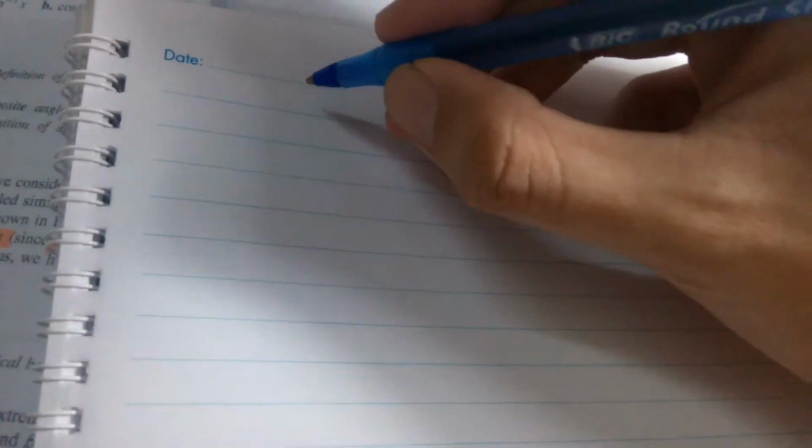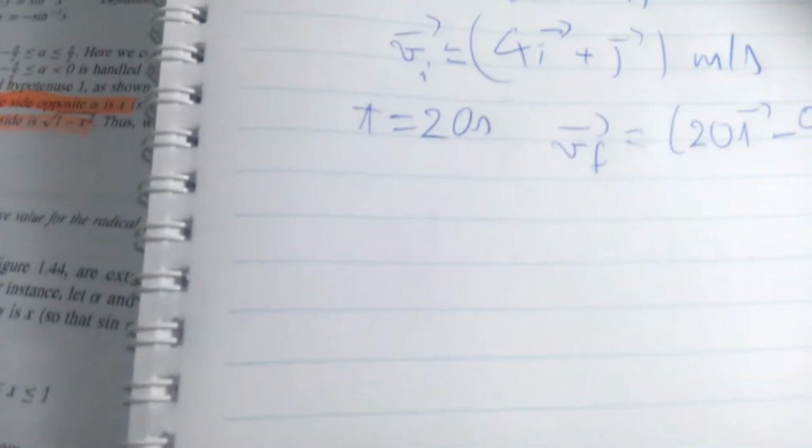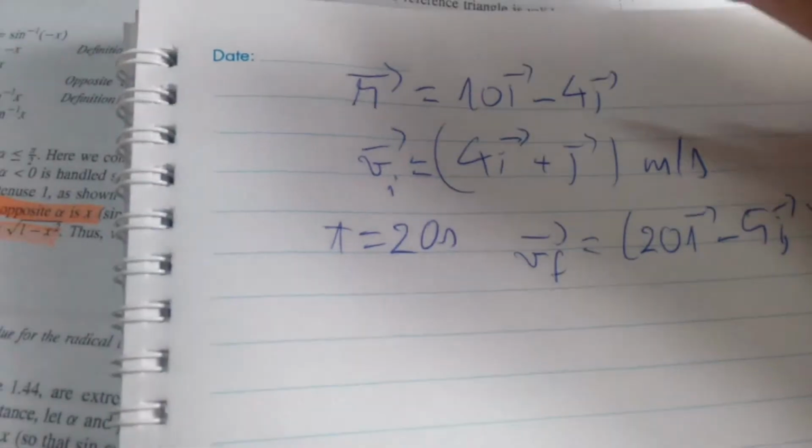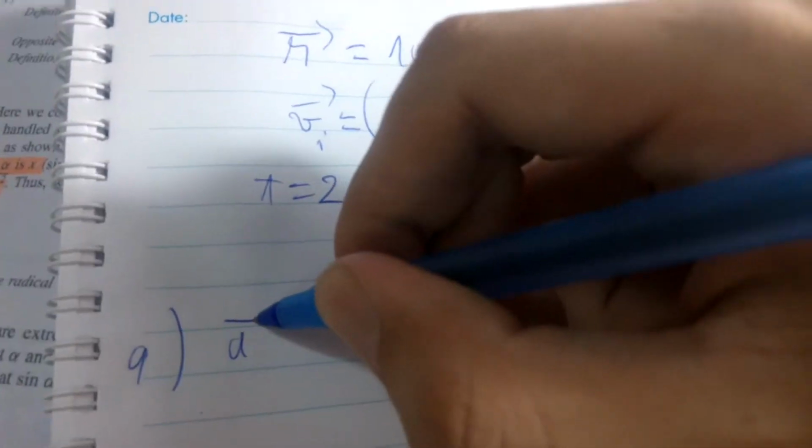Okay, now let's start from the beginning. The fish started from the position vector r equals 10i minus 4j, and its velocity is 4i plus j meters per second. At the time of 20 seconds, its velocity is 20i minus 5j meters per second. Question A tells us to find the components of the acceleration, so let's go through the formula.